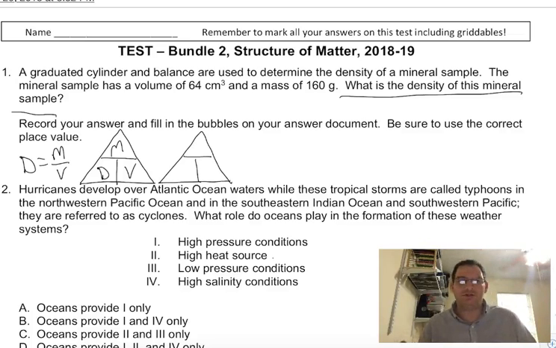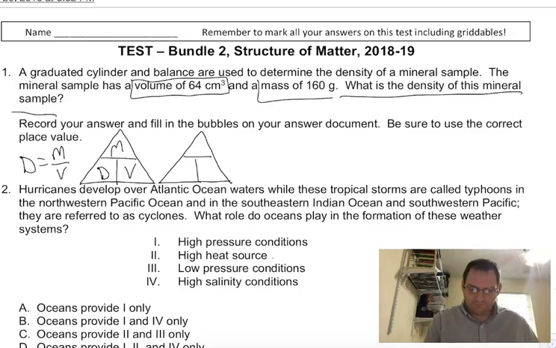All right, so what information does this question give us? So the mineral sample has a volume of 64 centimeters cubed. So we're given a volume and a mass of 160 grams. All right, just plug in those values we're given. So the volume is 64 centimeters cubed, put 64 on the bottom, and a mass of 160 grams. 160. And we're looking for density. We have no idea what it is.